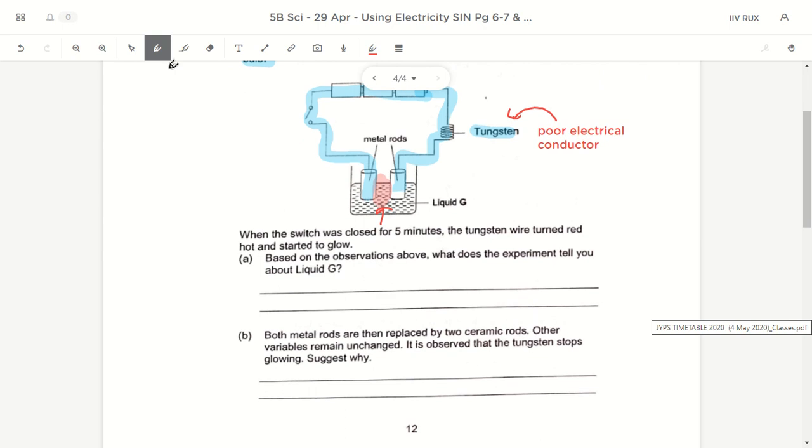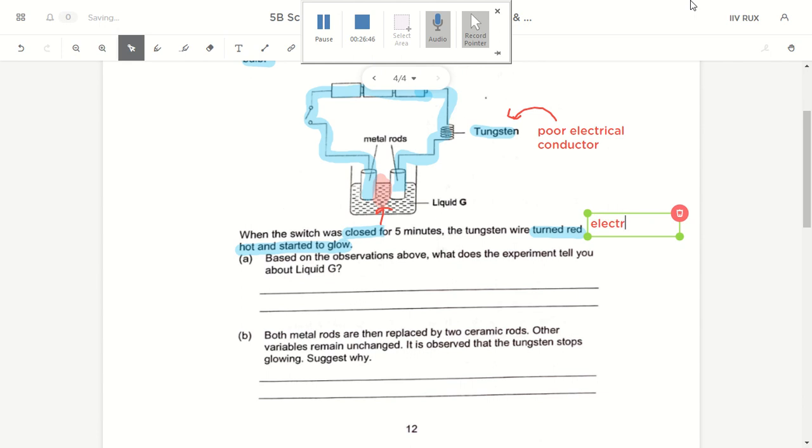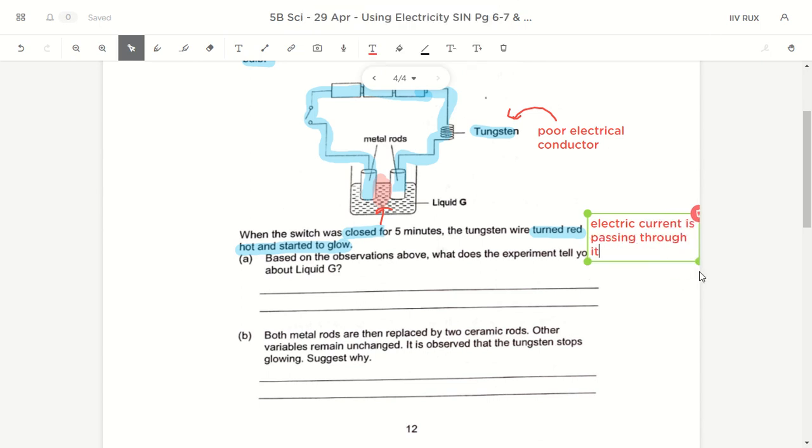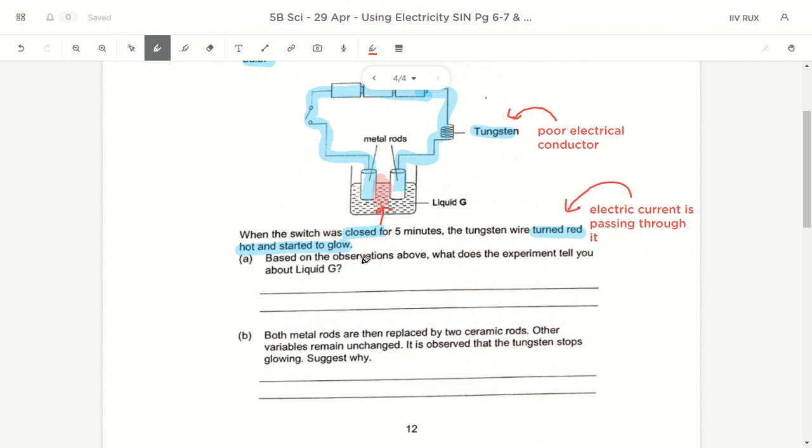So when I close the switch, the tungsten wire became red hot and started to glow. And what does this mean? This means that electric current is passing through it. So the idea here is trying to tell you that the electric current is passing through the tungsten wire, which means it is a closed circuit. Being red hot and glowing means electric current is passing through it, means it is a closed circuit.